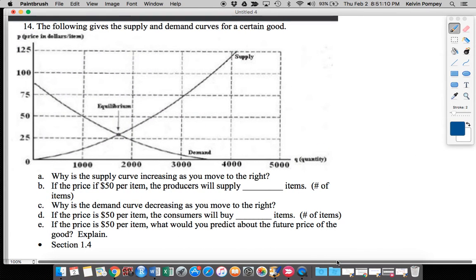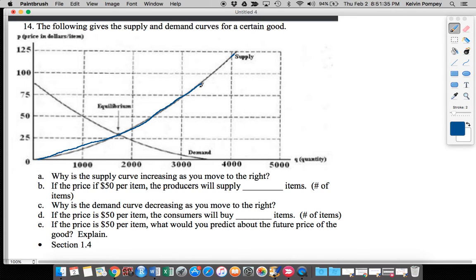All right. Number 14. You might have had an example like this on your homework, but I want to look at this one as well. It says the following gives the supply and demand curves for a certain good. It says, why is the supply curve increasing as you move from left to right? So my supply curve is this curve right here.